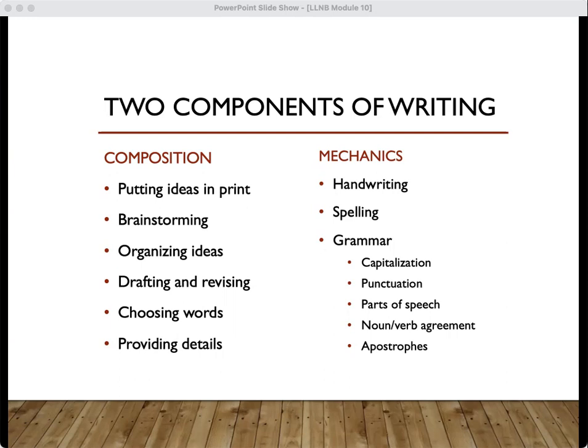Later in this module, we'll discuss a 5-step writing process that will make composition easier for learners, along with activities that will help them improve organization, level of detail, and word choice in their writing. Writing also involves mechanics such as handwriting, spelling, and following grammar rules about things like capitalization, punctuation, parts of speech, noun-verb agreement, and the use of apostrophes.